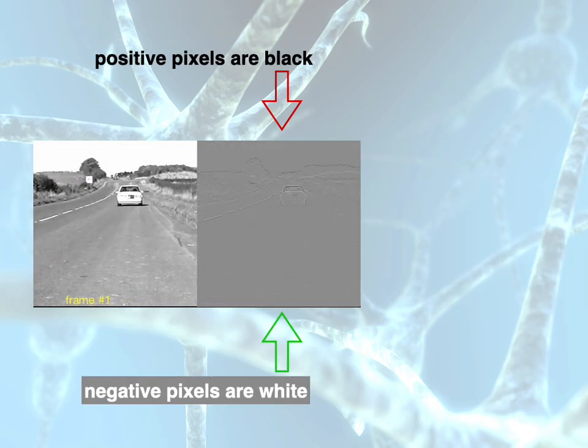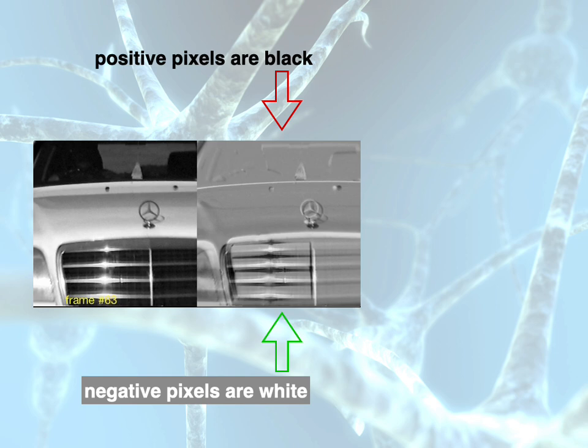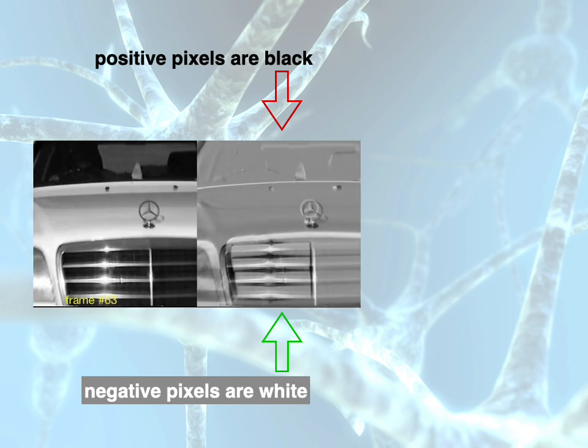Let's make an example. Here you see the video clip from before alongside with its temporal contrast version. Remember that the positive pixels appear in brighter colors while the negative pixels appear in darker colors. So let's start this. Okay, let's do it again. Did you like it? Hopefully, yes.